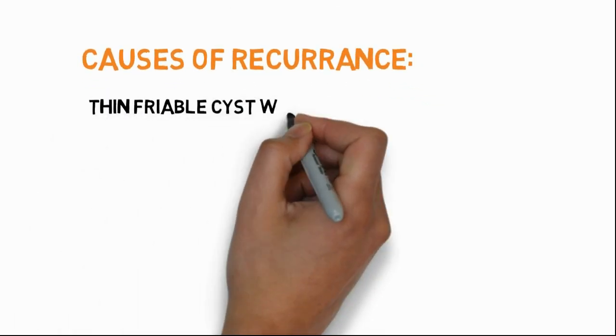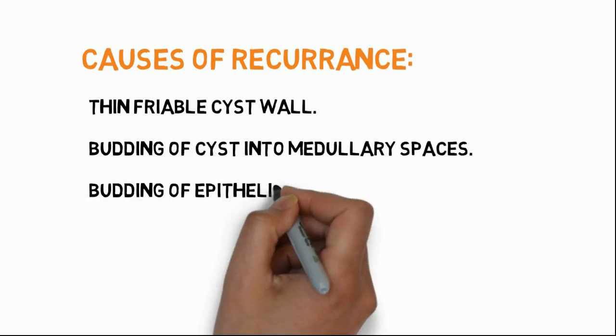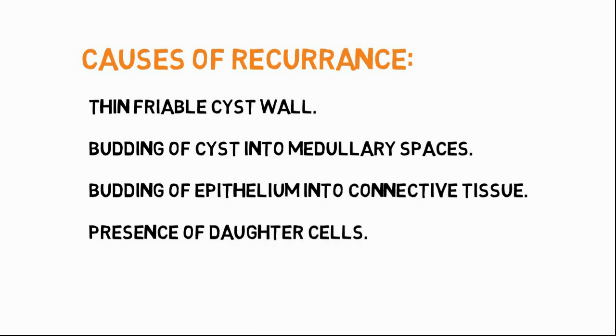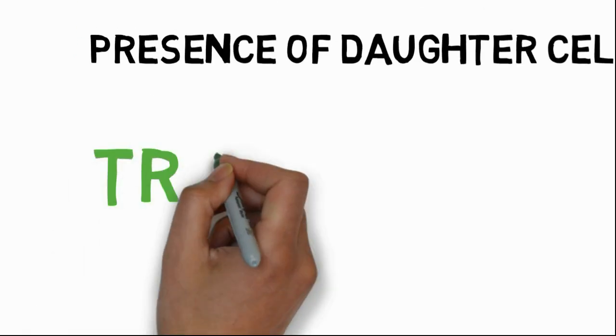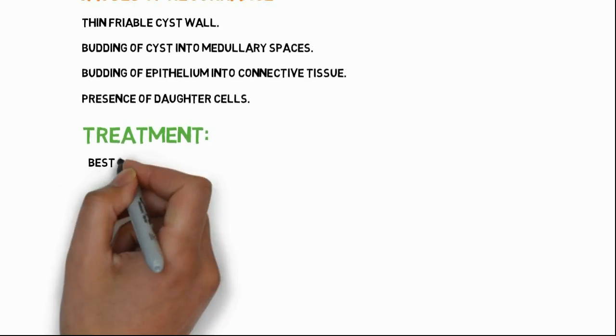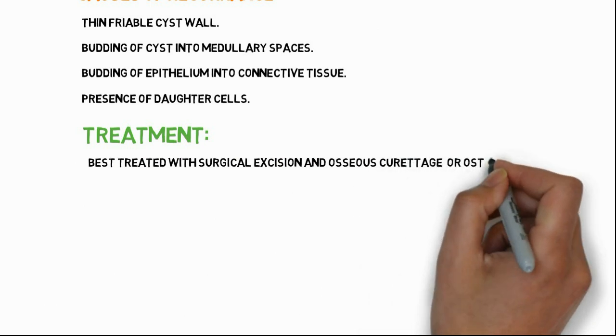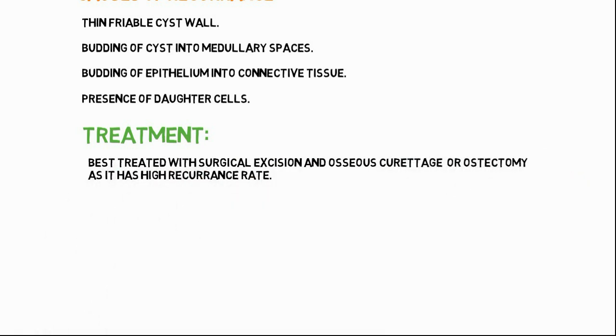Causes of recurrence: thin friable cyst wall, budding of cyst into medullary spaces, budding of epithelium into connective tissue, and presence of daughter cysts. Treatment: best treated with surgical excision and osseous curettage or ostectomy, as it has a high recurrence rate.